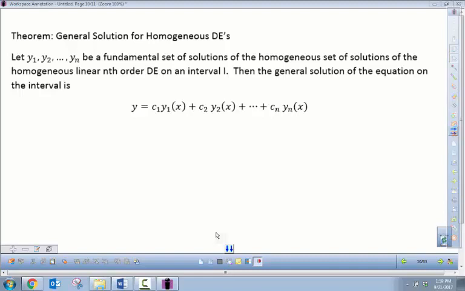Remind me what n is, the order? The order, the highest derivative, is your n, is your order. The order of the differential equation is the highest derivative.